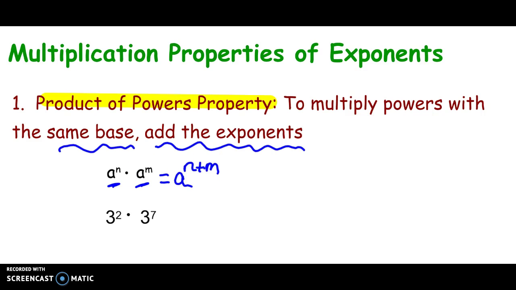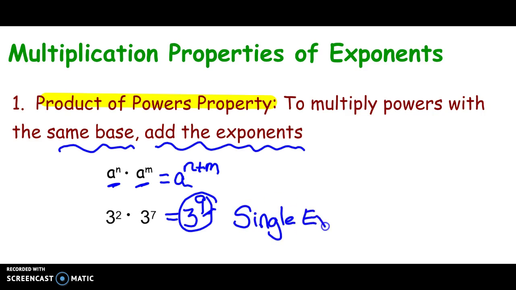If I look at the next example, I have 3 squared times 3 to the 7th. So 3 is my base, and I have 2 plus 7 equals 9. When asked to write your answer in a single exponent, this is what they're asking for. Notice that I do have an exponent, and it's a single exponent. It doesn't say 2 plus 7. So when you have to write it using a single exponent, that's what they are looking for in your answer.